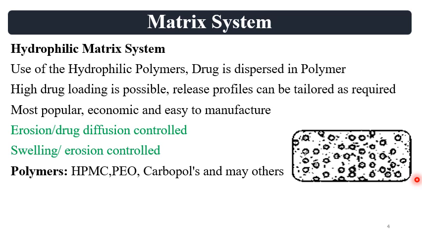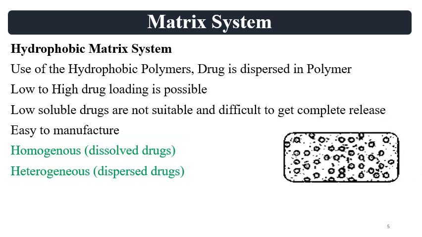Another advantage is that release profile can be tailored as required. You can increase and decrease the amount of pore former and channeling agent and polymer, and you can get the release. So this is the most popular, most economic and easy for manufacturing. These may have the mechanism of erosion, drug diffusion or swelling and erosion control. Mainly polymers are HPMC, polyethylene oxide, carbopol and some other polymers are used for making the hydrophilic matrix system.